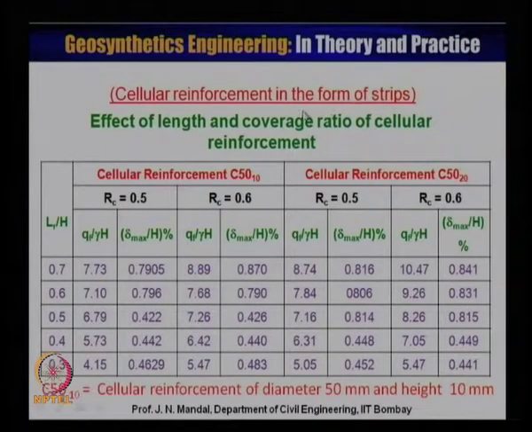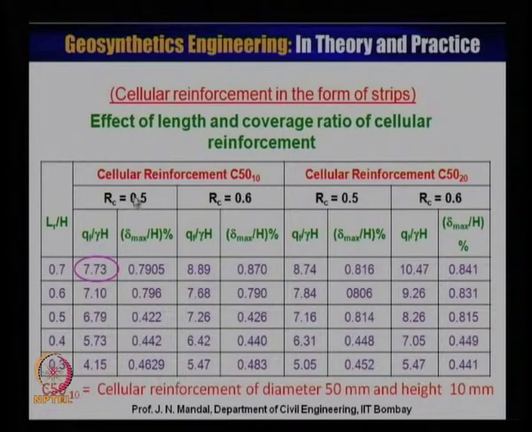So, this is the cellular reinforcement in the form of strip. Here you can see the RC value for cellular reinforcement C5010, used for RC values 0.5 and 0.6, and for cellular reinforcement C5020, the diameter is the same but the height is different. So, RC values 0.5 and 0.6. For the defined value of L by RH, you are obtaining the defined value.